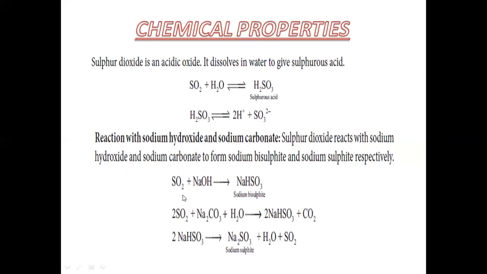So any acid reacting with a base gives the salt. Here SO2 is the acid, NaOH is the base. Both are reacting to give the salt. So SO2 reacts with NaOH to give sodium bisulfite. Next, SO2 reacts with sodium carbonate plus water to give sodium bisulfite plus CO2.